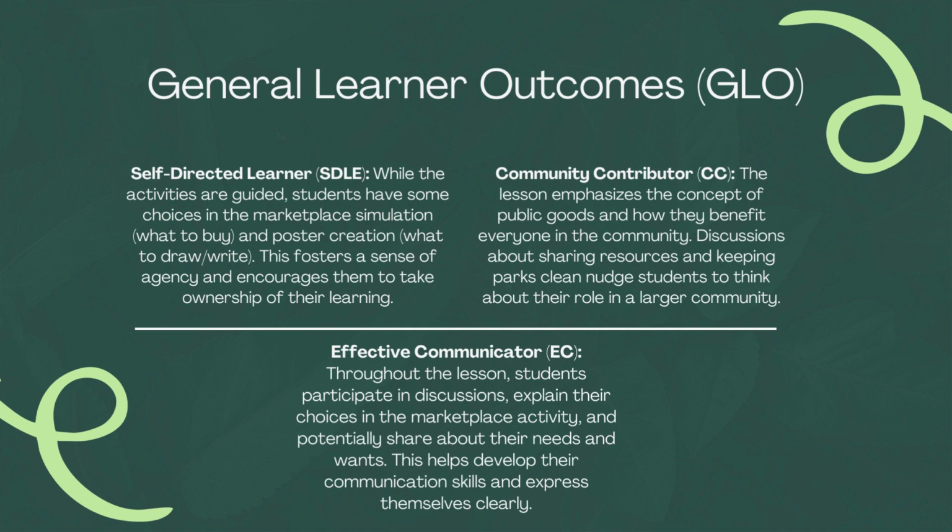General learner outcomes for this lesson will be self-directed learner. While the activities are guided, students have some choices in the marketplace simulation, or what to buy, and poster creation, what to draw and write. This will foster a sense of agency and encourage them to take ownership of their learning.